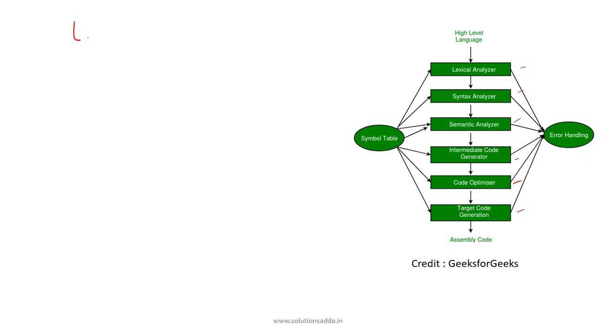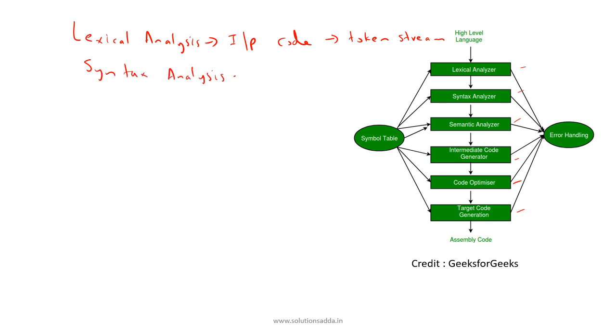So in lexical analysis, what happens is the basic code is broken into stream of tokens. So we are giving input code to get token stream. And in syntax analysis, this token stream gets converted into a syntax tree, which checks whether the syntax is in proper.